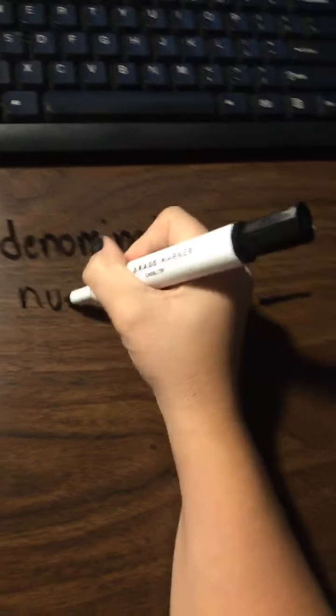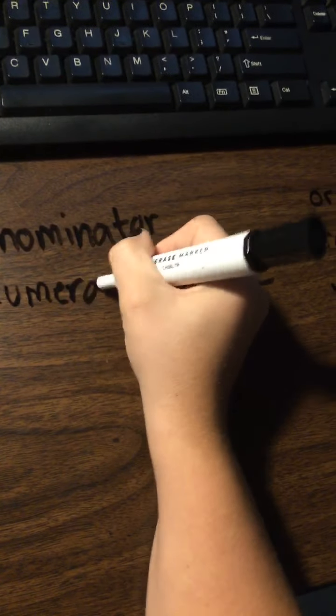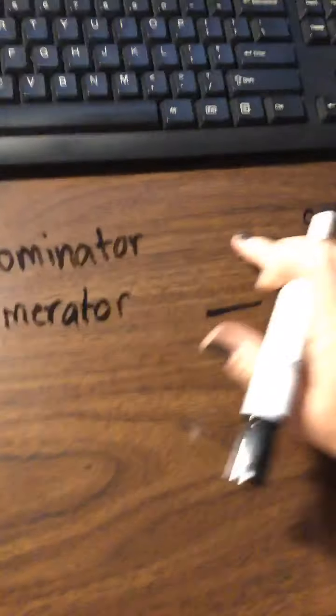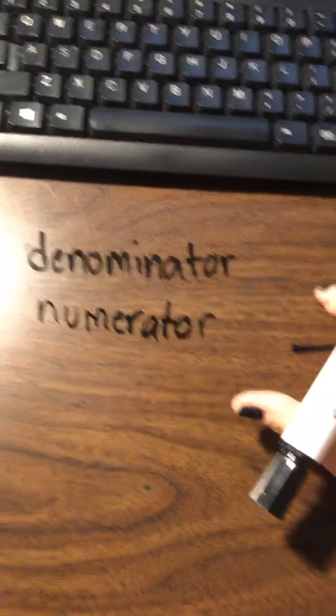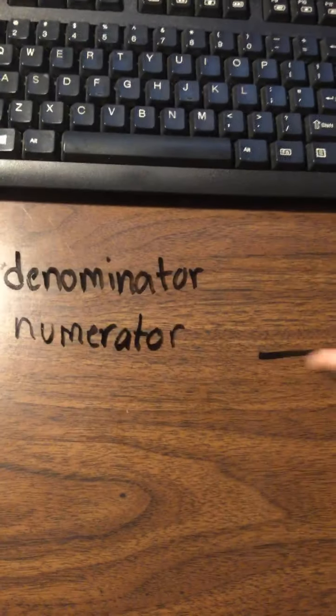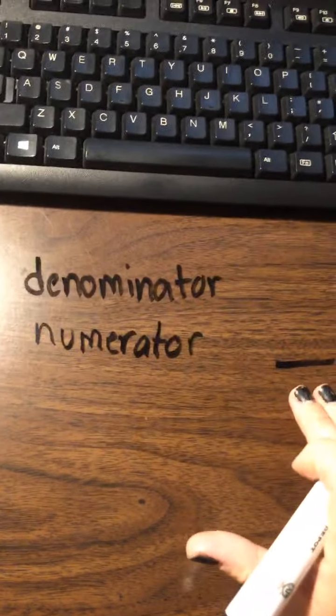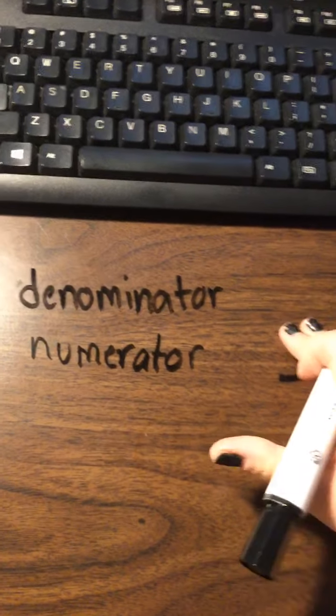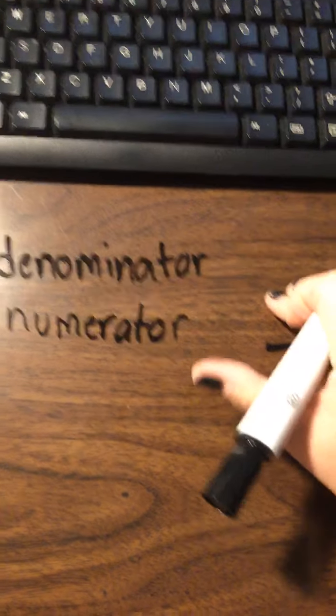Your numerator, it's the number that's on top of the fraction. So I remember it as denominator is down and the numerator is up. The denominator is your total, and the numerator is however many you're working with.